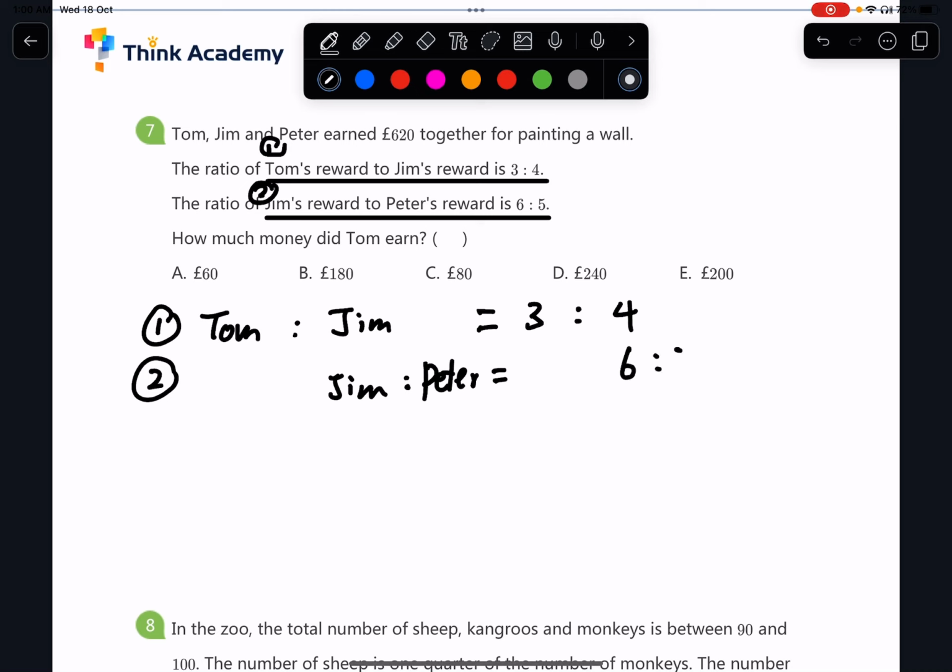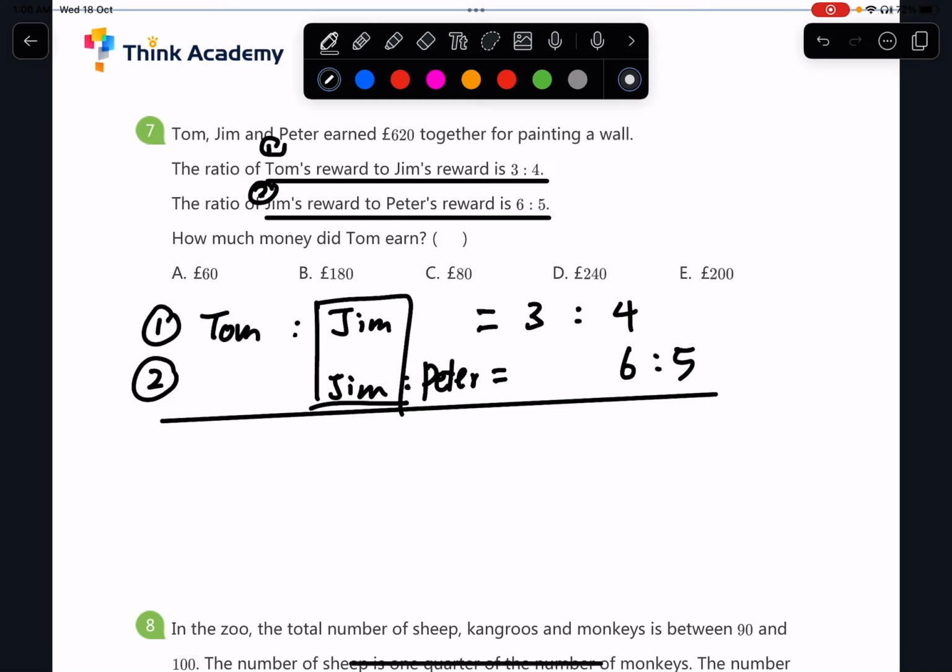So 6 to 5. First, we have to link up these two ratios, and Jim is the common person in the two relationships, so we have to make 4 and 6 into the same numbers. What is the lowest common multiple of 4 and 6? It is not 24, it's actually 12, right? But actually, if you make them into 24, it also works. But no problem, let's make it into 12 first.